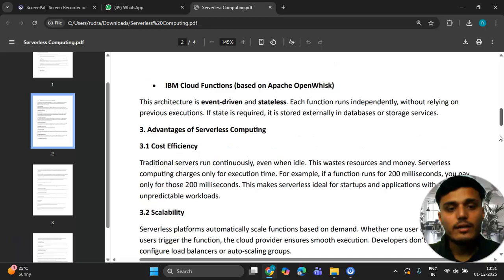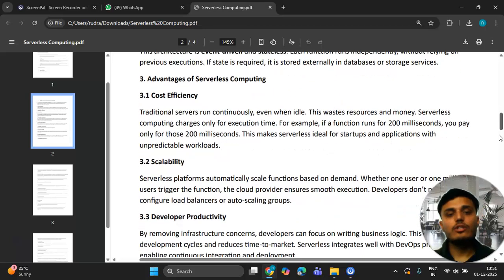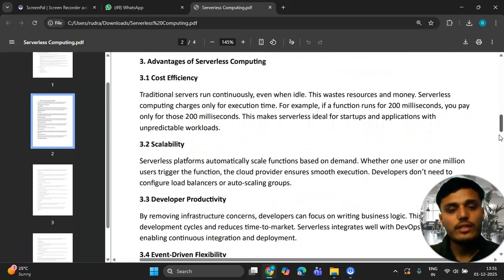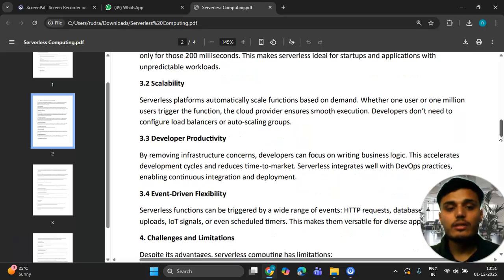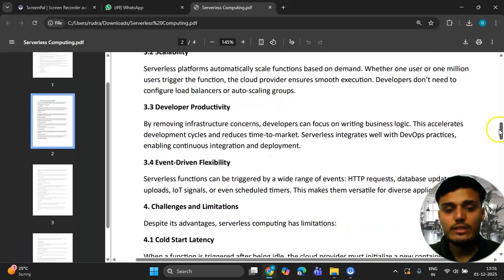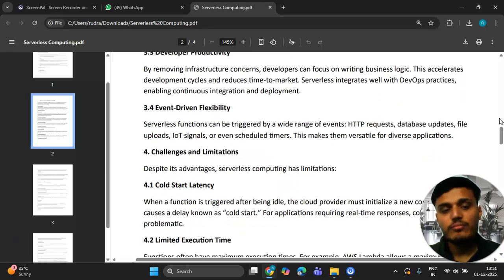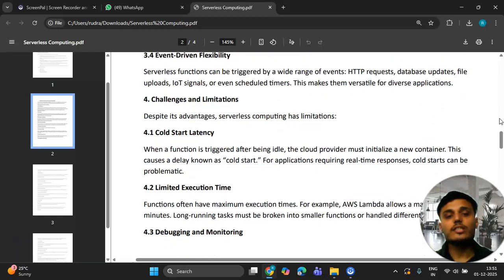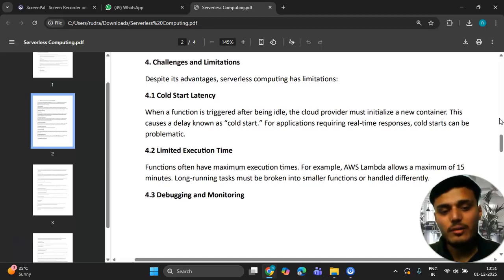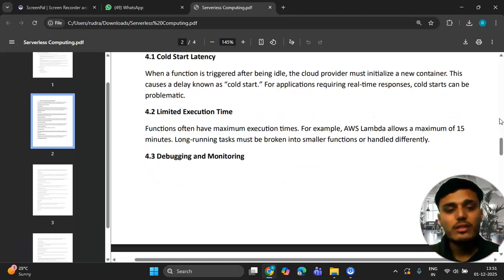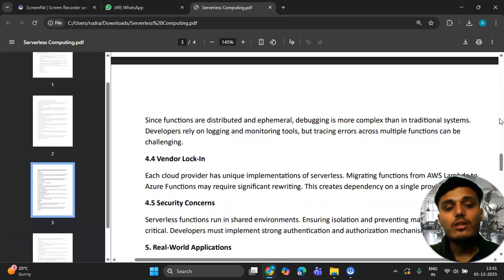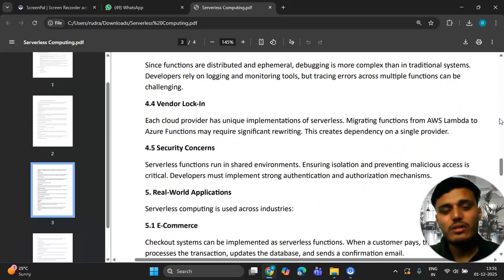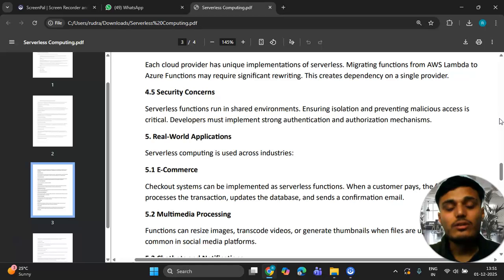The advantages of serverless computing are cost effectiveness, scalability, developer productivity, and event-driven flexibility. The challenges and limitations in serverless are cold start latency, limited execution time, debugging and monitoring, vendor lock-in, and security concerns. These are the drawbacks of serverless computing.